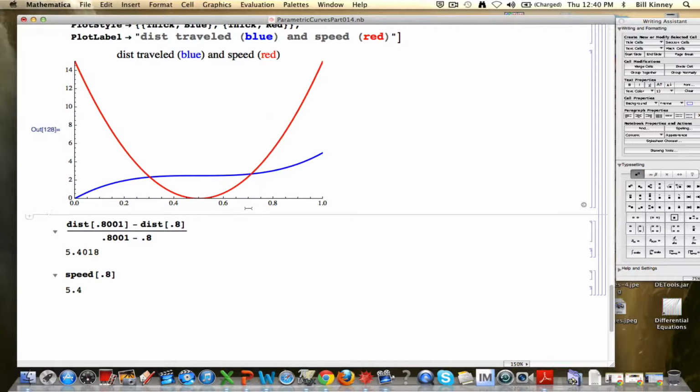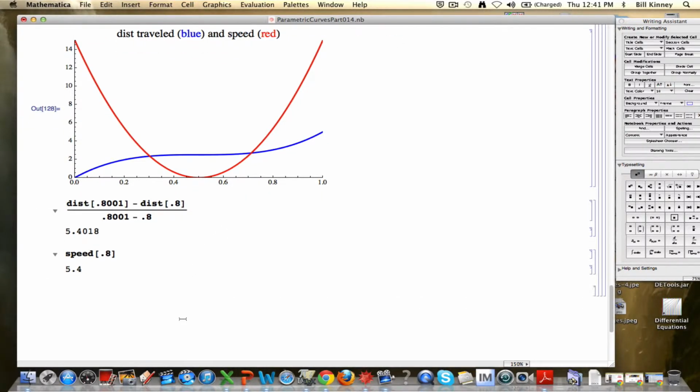I want to now use Mathematica to illustrate this in some more detail, and specifically I want to talk about the equation of something called the tangent line to the blue graph, the distance traveled graph, at any moment in time. I'll call it an arbitrary moment in time, t equals b is my arbitrary moment in time.